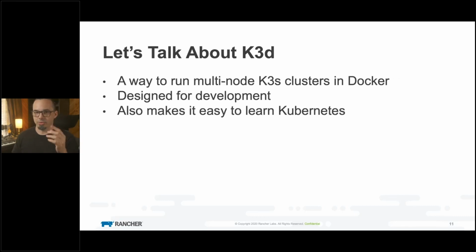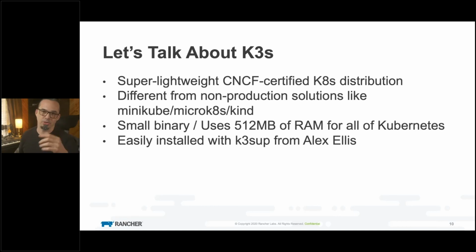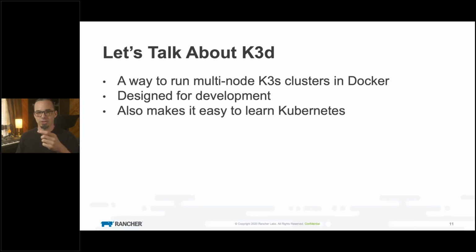We're going to use a thing called K3D. K3D runs multi-node K3S clusters inside of Docker. It's fantastic for development. And even though a moment ago I was poking fun at Minikube and MicroK8s and Kind, it's very similar to Kind. The difference is that it runs K3S. So if you're running K3S out in production, you can run K3S locally so that you can do development against the exact same type of infrastructure that you'll be using out in prod. And for today, it's going to make it super easy to learn Kubernetes.